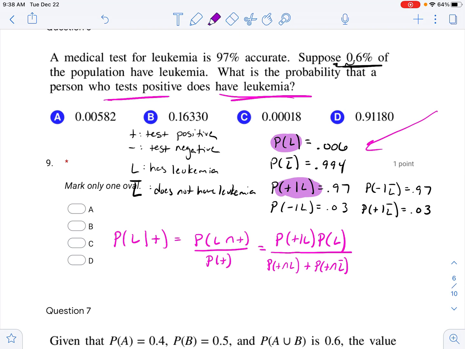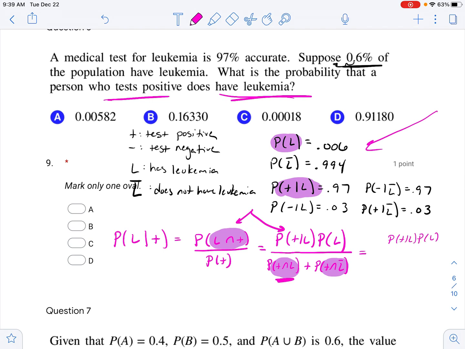And now in the denominator, we've got these two "and" probabilities to deal with. We're going to deal with them much in the same way we dealt with the "and" in the numerator. In fact, this and this are exactly the same. It doesn't matter if you flip-flop the symbols when you're dealing with "and". Probability of leukemia and testing positive is exactly the same as probability of testing positive and having leukemia. So what I did up here to get that, I'm going to do the same thing with this. I'm just going to rewrite my numerator.